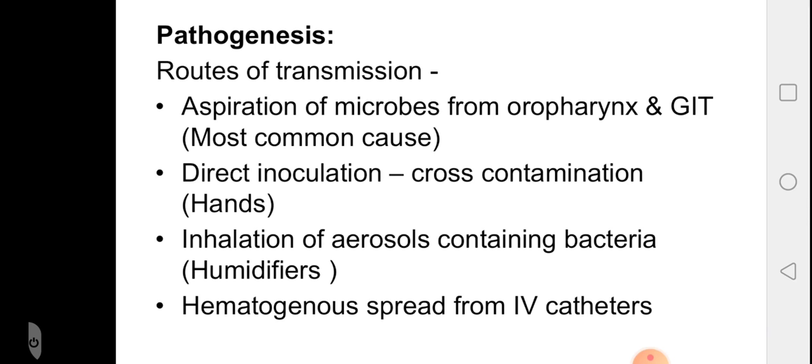Looking into the pathogenesis, first let us understand the routes of transmission. The most common route is aspiration of microbes which have colonized the oropharynx or the gastrointestinal tract. Others are direct inoculation, that is from the hands of healthcare workers, or inhalation of aerosols containing bacteria through the humidifier or from the environment. And the rare source is hematogenous spread from IV catheters. Say you have placed an IV catheter in that patient, that is a primary source of infection which has entered the lungs to cause a secondary infection.